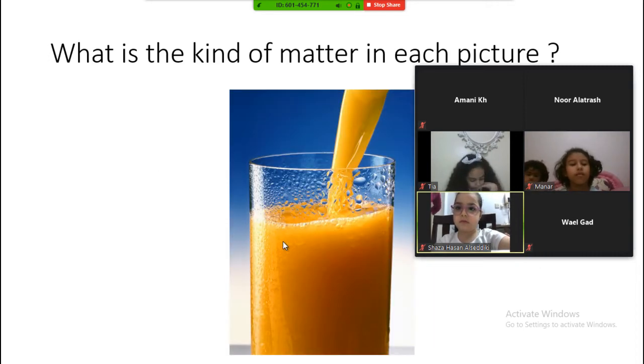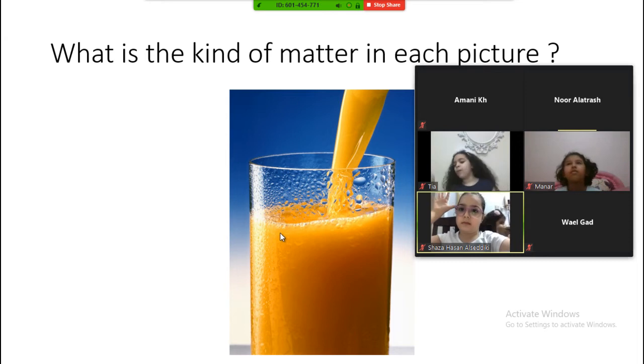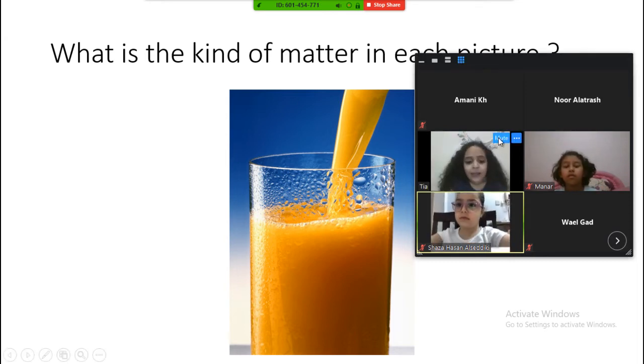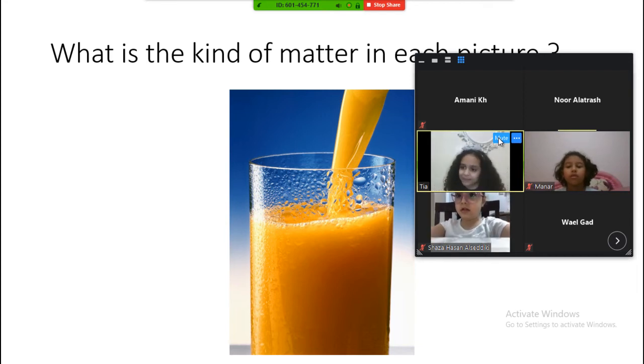Okay. What is the kind of matter in each picture? I'm going to put few pictures, and I'm going to ask you, what is the kind of matter in each picture? And if you remember, we took only three kinds of matter. Yalla Tia. Liquid. Excellent job. What is this in the picture? Juice. This is juice. And juice is a liquid.